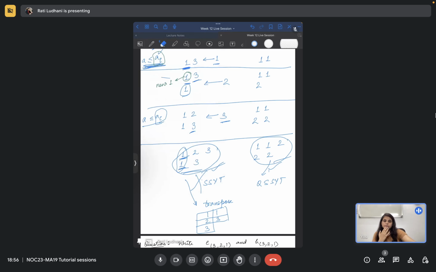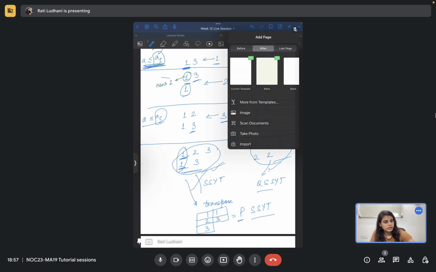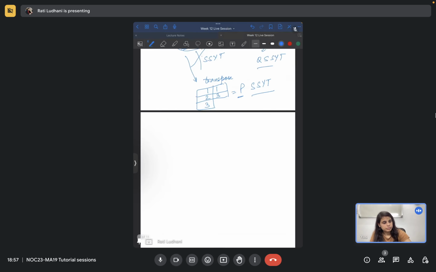Okay, so you got this, and this is your P now, and this is Q, which is anyway a semi-standard Young tableau. Now P is also a semi-standard Young tableau. So this is your answer. So the dual RSK of A is equal to, now I'll just write what exactly we got: 1 1 2 3 3.